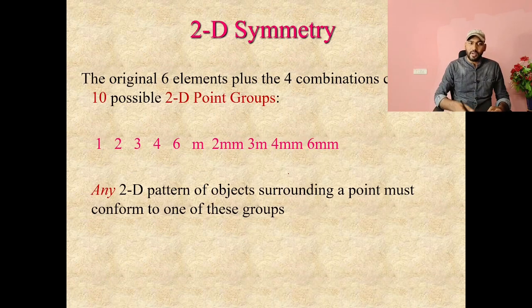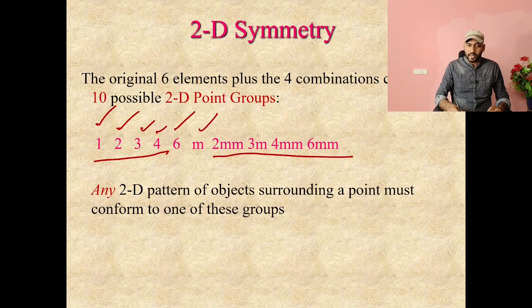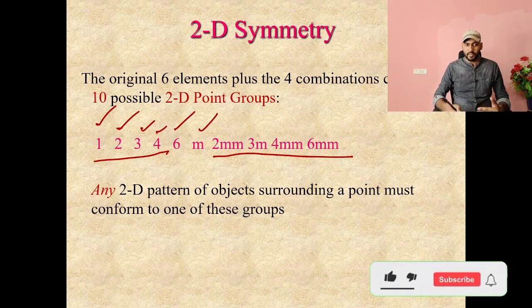So till now we have studied these elements: one-fold rotation, two-fold, three-fold, four-fold, six-fold. This is the rotational symmetry. M is the reflection. Then we tried combinations: 2mm, 3m, 4mm, 6mm. In the next video, we'll talk about rotation plus inversion, which is roto-inversion. Okay, so stay tuned. Thank you.